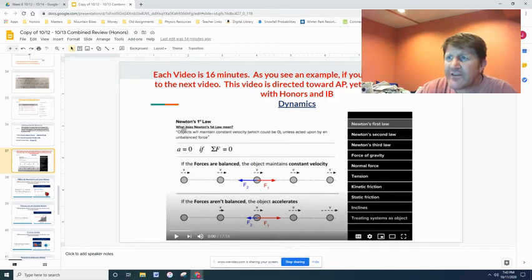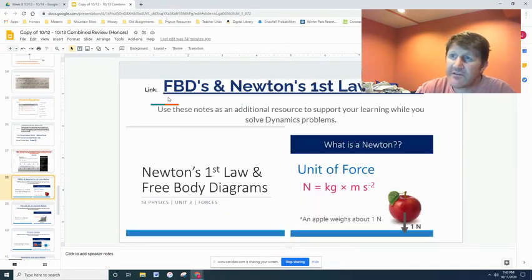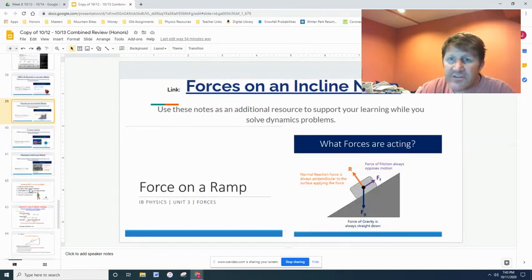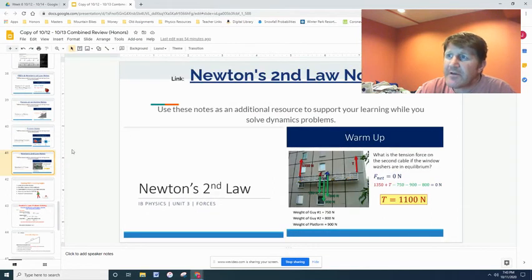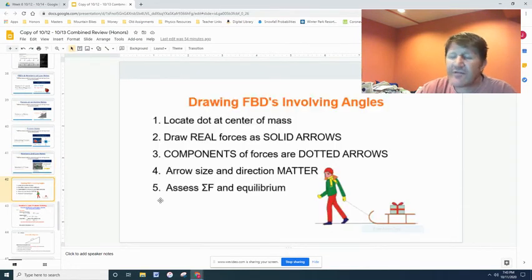Then coming over here, there are some videos. It's all these videos over here, and you can fast forward as you go if you are interested in getting a little bit more information on these topics. And then we have all the notes. So here's Newton's first law and free body diagrams, followed by forces and inclined planes, friction notes, Newton's second law, and then we get to free body diagrams.